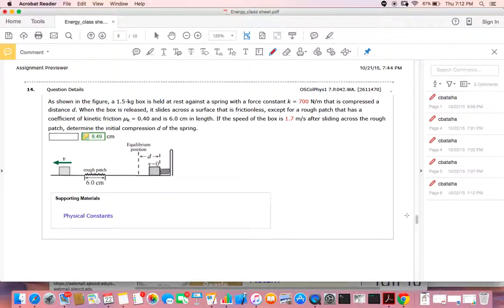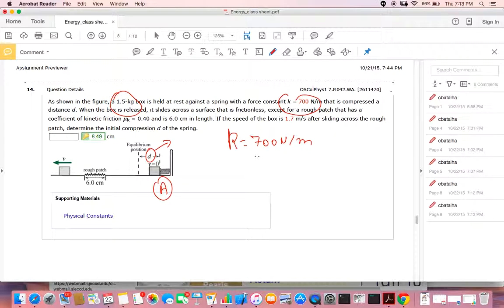What is this? As shown in the figure, we have a 1.5 kilogram box that is held at rest against a spring. So we have a spring there. See that the spring is compressed, and d is how much the spring is being compressed. So at this configuration, if you call that A, the spring has a potential energy of half k d squared, right? Okay. Spring constant is given. k is 700 newtons per meter. Compressed to a distance d.